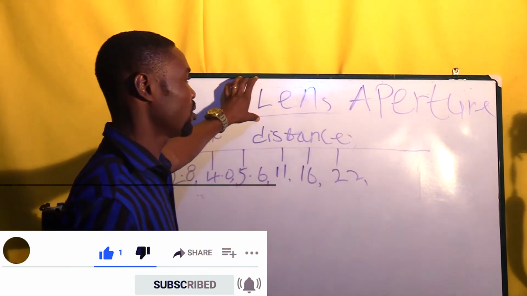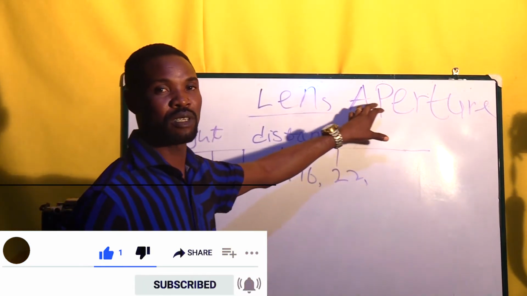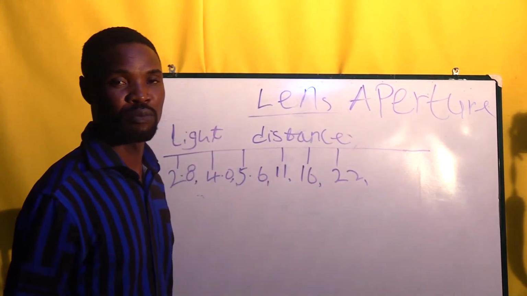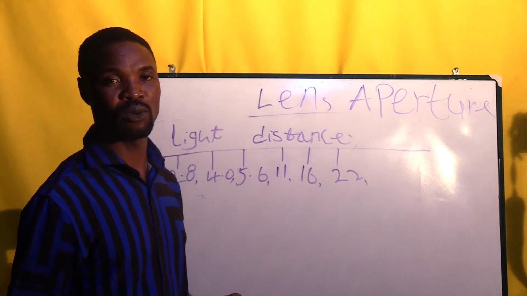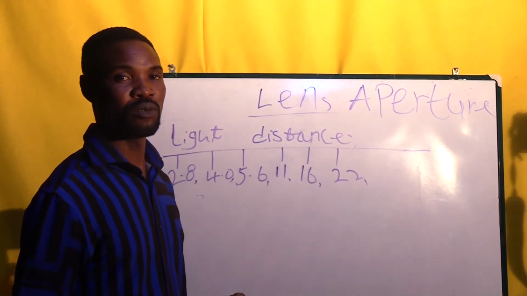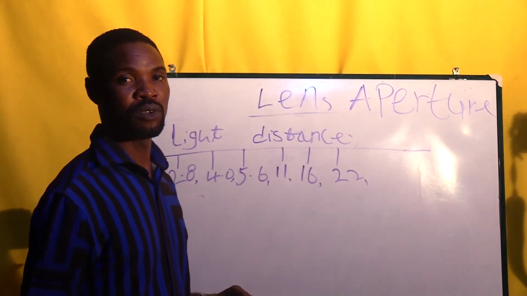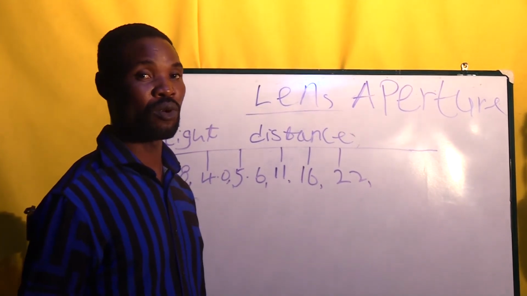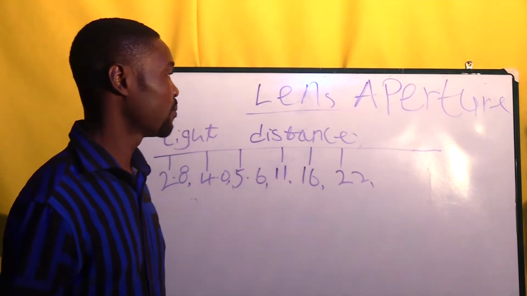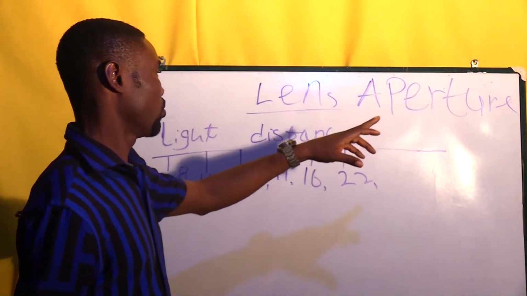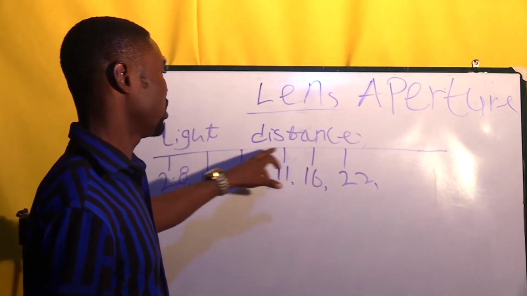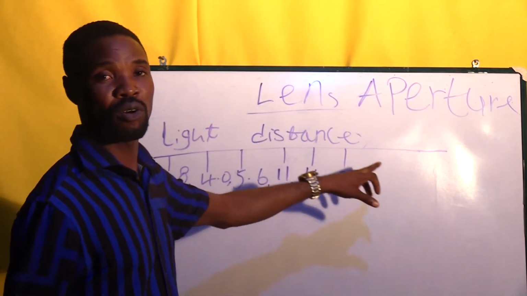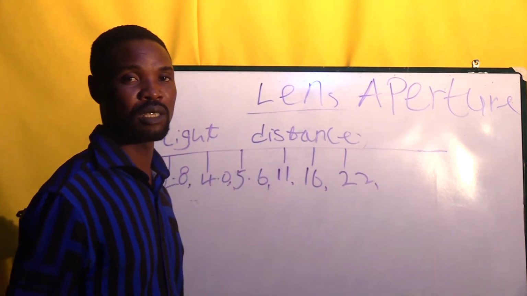First of all, you see what I wrote here, Lens Aperture. This is our topic for today. In our previous class, we were able to explain the ISO, and right now, we are going to explain the Lens Aperture, which is manipulated with the ISO to have a good image. In this class, we are going to study the light distance, the distance which your aperture can cover, which is the distance of the lens.